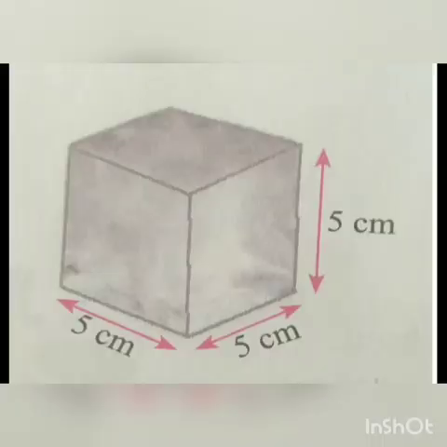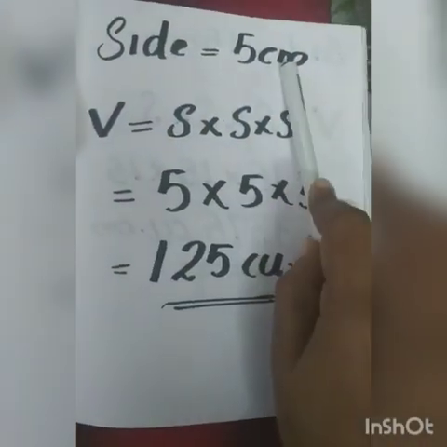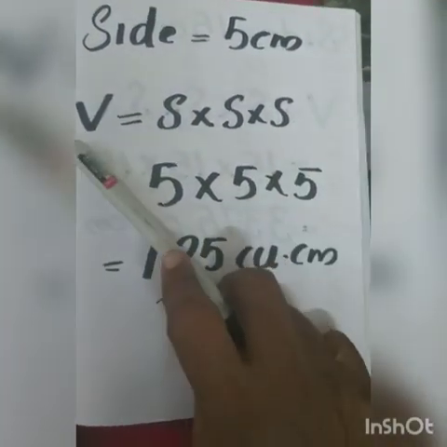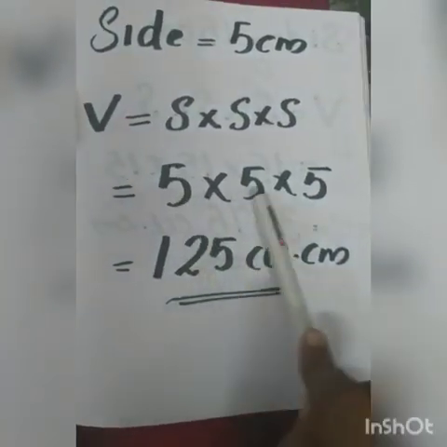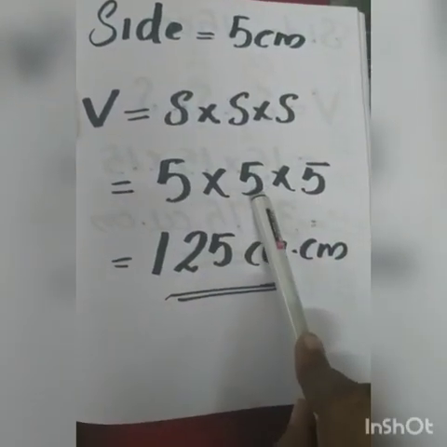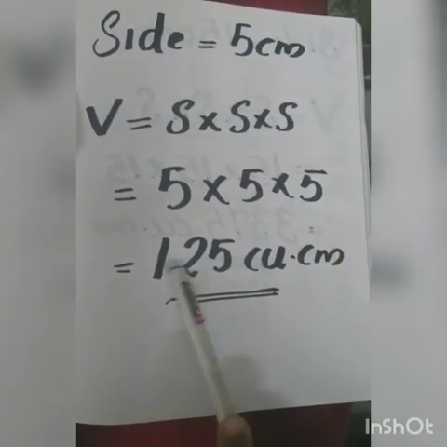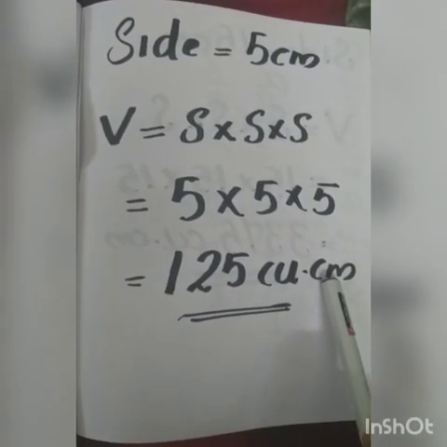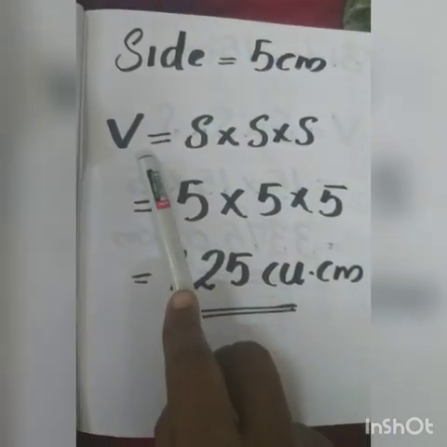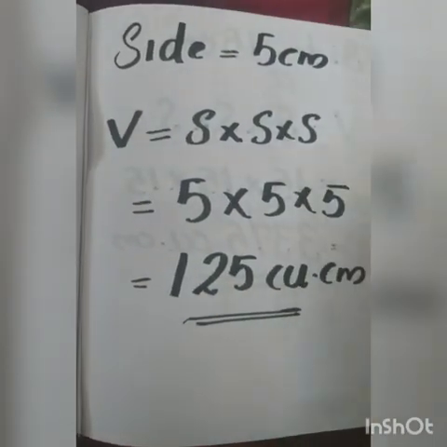Second example, it's a cube of side 5 centimeter. That is, all the sides are 5 centimeter. So we can find out the volume. We have side is equal to 5 centimeter. So volume is side into side into side. What is side? 5 centimeter. 5 into 5 into 5. 5 into 5 is 25. 25 into 5 is 125 cubic centimeter. So this is how we are finding the volume of a cube. Volume is side into side into side.